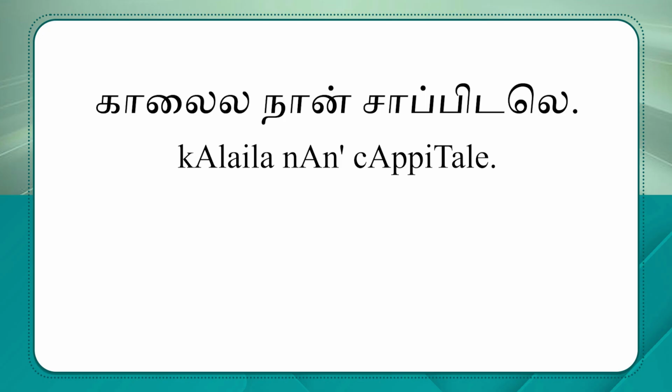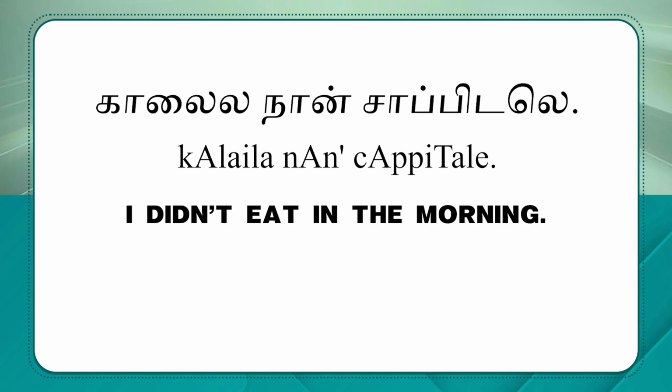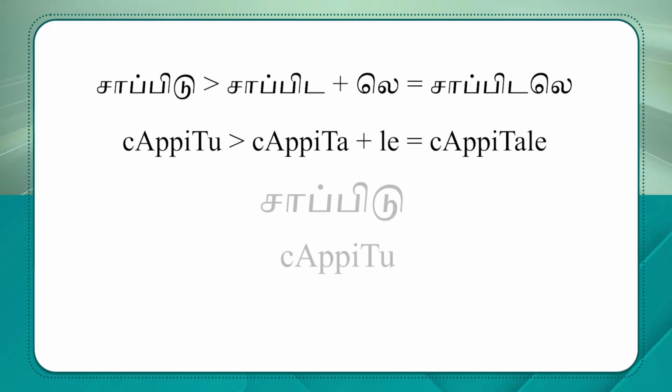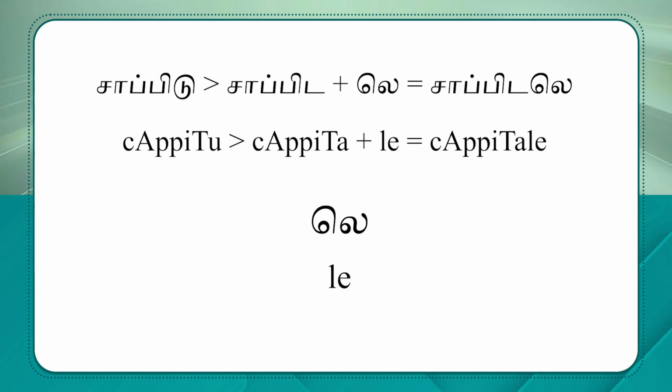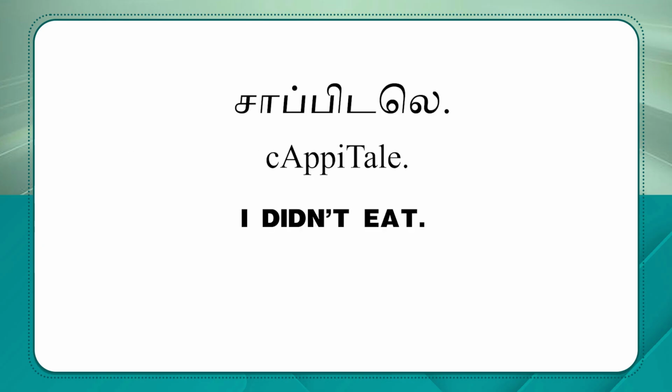Let us see another example. காலையில நான் சாப்பிடலே. I did not eat in the morning. Here, சாப்பிடு is the verb root which means eat. சாப்பிடு becomes சாப்பிட as an infinitive form to eat, and le is the past negative suffix which is added with the infinitive form சாப்பிட. So it becomes சாப்பிடலே, which means did not eat. So this is how past negation is formed in Tamil. Thus, Kumaran asks Manjunath, alright, why didn't you come to the class yesterday?